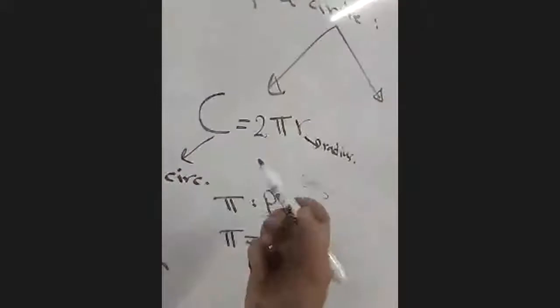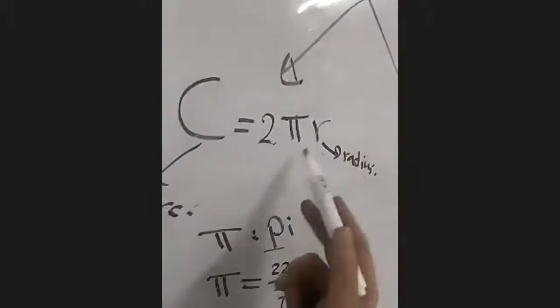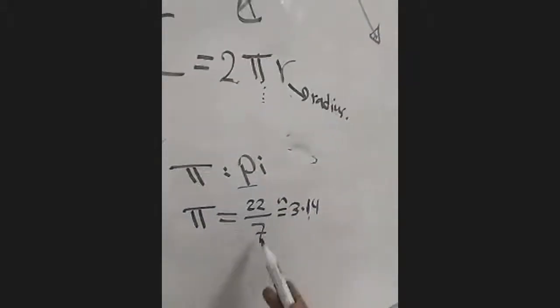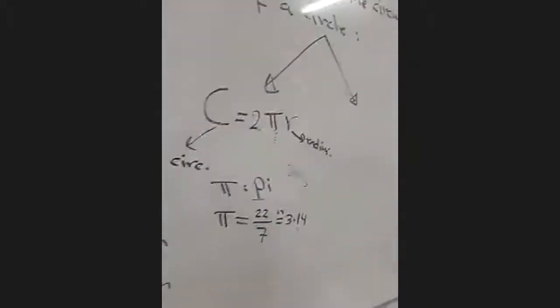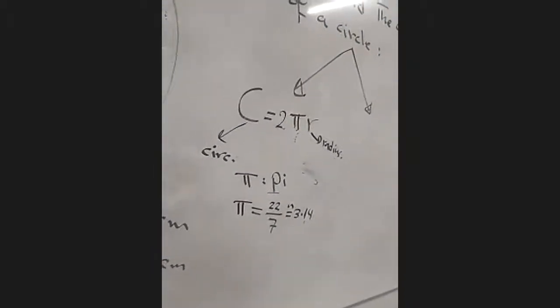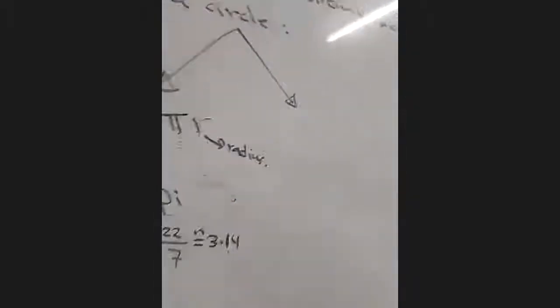So the first formula, C equals 2 pi R. C is the circumference, R is the radius, pi is 22/7 or 3.14. This is the first formula of how to find the circumference. Now let's talk about the second formula for how to find the circumference.